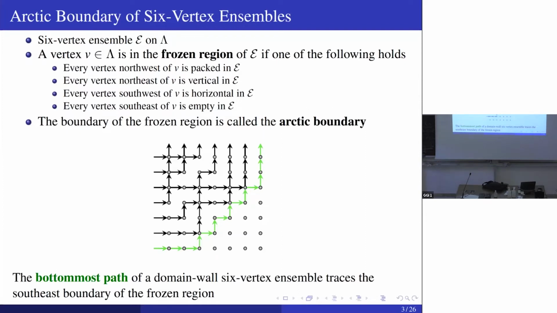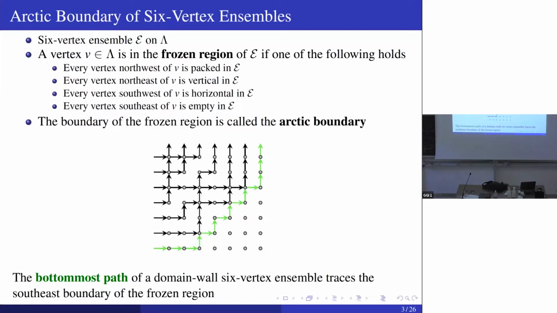The first is that every vertex northwest of V is packed. By packed, I mean it has 2 arrows entering and 2 arrows exiting. Either that, or every vertex northeast of V is vertical, so it looks like this. Or every vertex southwest of V is horizontal, so it looks like this. Or every vertex southeast of V is empty, so it looks like this. If any one of these 4 conditions holds, we say that V is in the so-called frozen region of E. And the boundary of this frozen region is what we'll call the Arctic boundary.